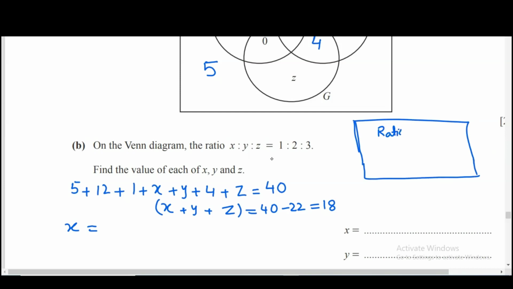Corresponding ratio divided by sum of ratio, multiply by total. So the total is 18 here. Total number of students is the total of x plus y plus z, which equals 18 here. So this value will be 18. We have to write 18 here.